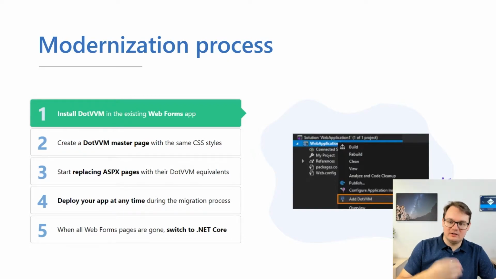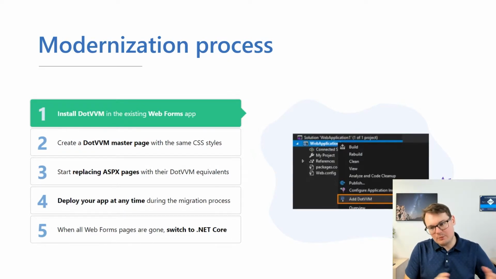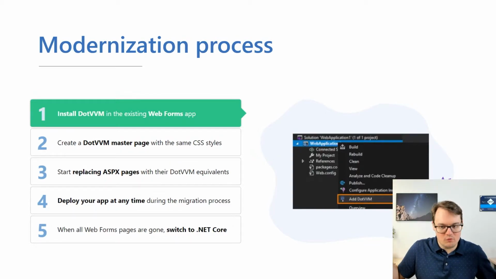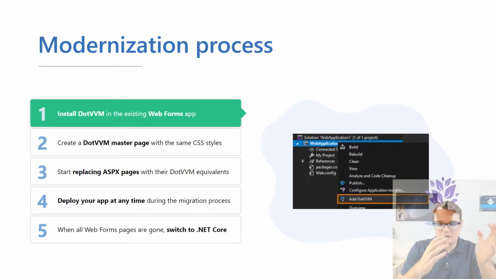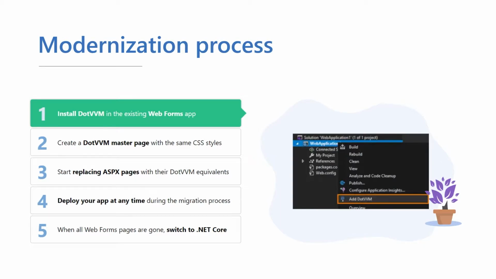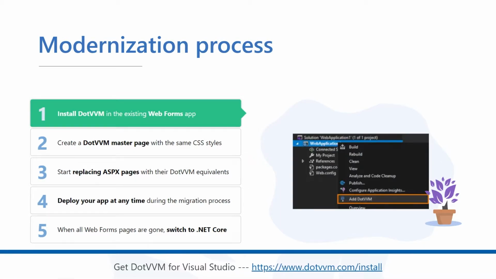And then you can start replacing the pages one by one. You can do one page a day, one page a week. It depends on how much time you have. After a few weeks or months you will get rid of all web forms pages. During the process you can deploy your application at any time, so it doesn't mean you won't be able to release the application until the migration is done. And if all of the web forms is gone, then you can just change your csproj to the new SDK style and run on .NET Core or .NET 5. So that's how the process looks.